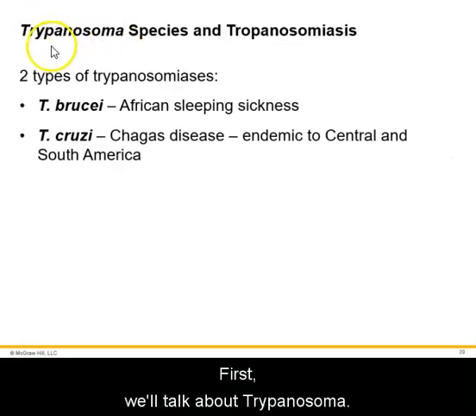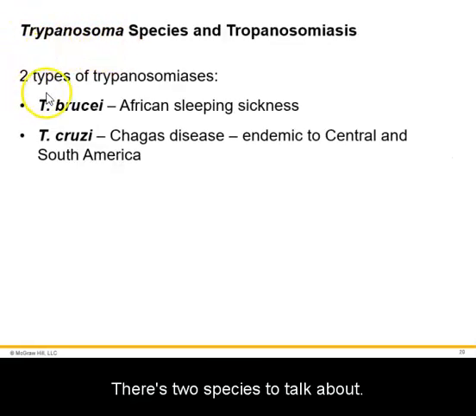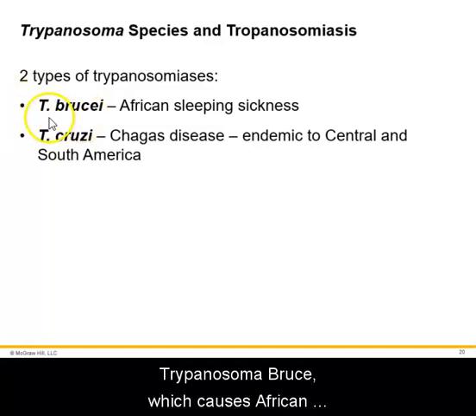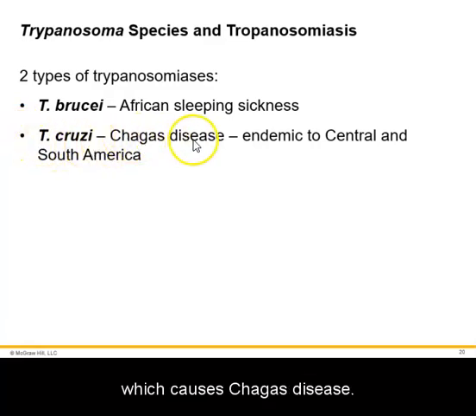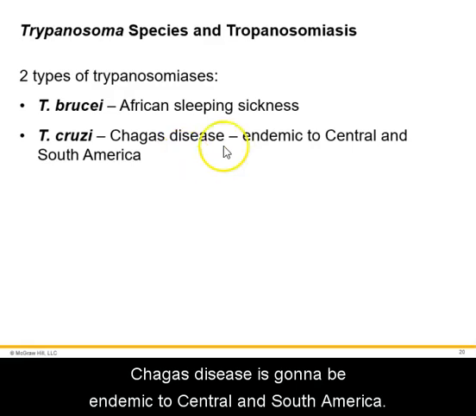First, we'll talk about Trypanosoma. There's two species to talk about: Trypanosoma brucei, which causes African sleeping sickness, and Trypanosoma cruzi, which causes Chagas disease. Chagas disease is going to be endemic to Central and South America.